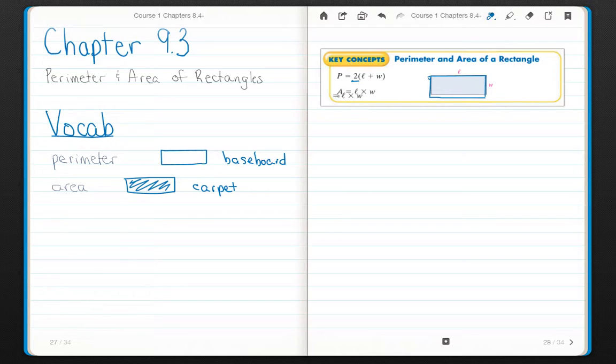Area, and I'm not sure why this was here twice, ignore that. Area is equal to the length times the width. All right, make sure you memorize both of those formulas. You will use them over and over and over again. So let's jump into example 1.